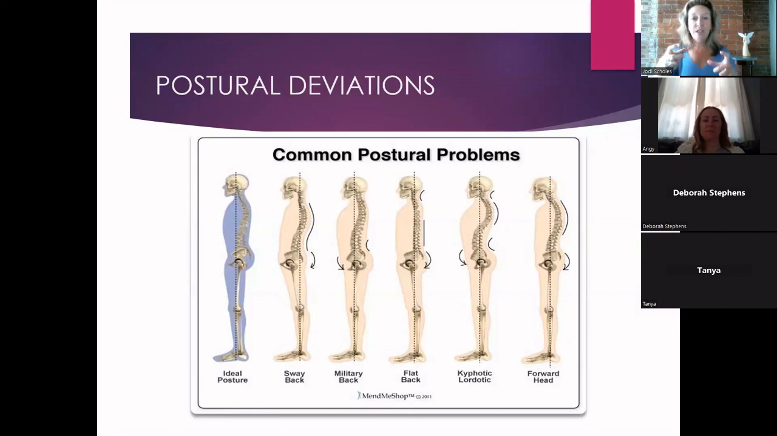So, a posterior tilt to the pelvis. Go ahead and tuck your tailbone under. That's a posterior tilt to the pelvis. We talk about the pelvis as if it's a bowl or a cup. So if it was a bowl and we were going to tip that bowl backwards, if we were going to pour the soup onto our lap, backwards. So tucking your tailbone under tips your pelvis back.